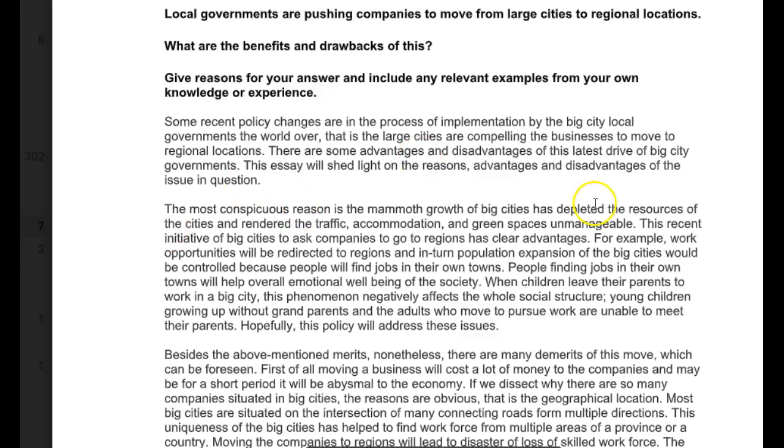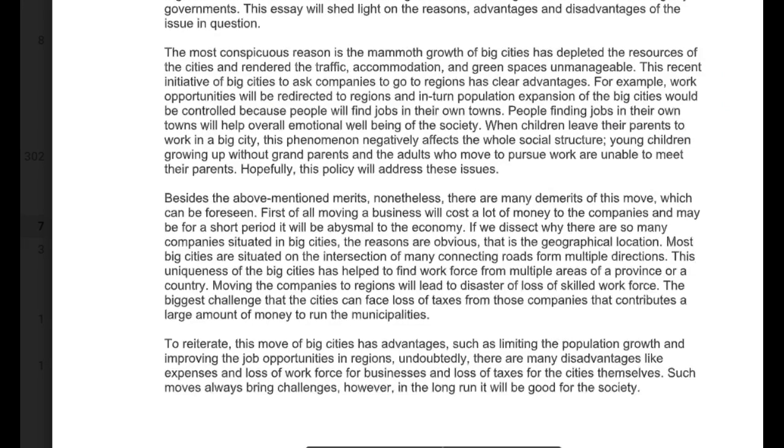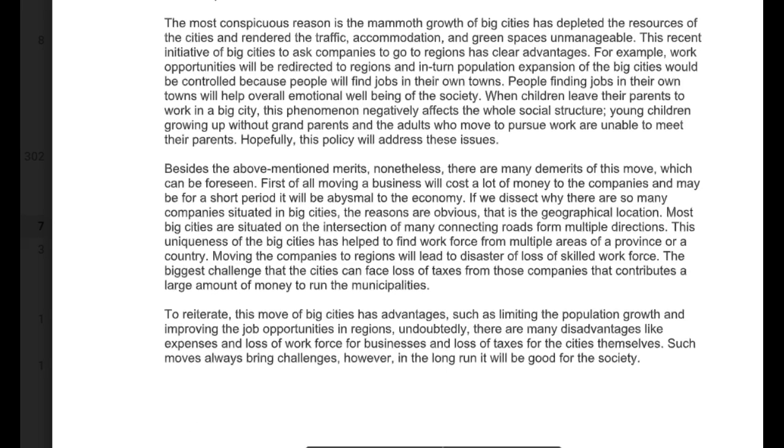And then, yeah, so this felt a little superfluous because you already said there are some advantages and disadvantages of this latest drive of big city governments, which will be discussed in this essay. That would have been more than enough, really, okay? Because this then feels a little redundant. You said advantages, disadvantages. Here you said it again. Not necessary. The most conspicuous reason, the reason for what?